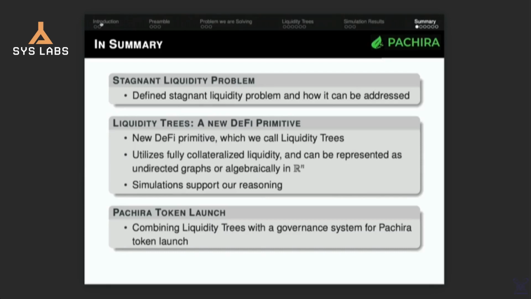We're going to take all that and implement it into the Pachira token launch. We've taken this new primitive and connected it to a governance system to make a trustless, immutable, decentralized, exchange-traded fund. That's effectively one thing that you can do with liquidity trees. This is what we're calling an AMM net.